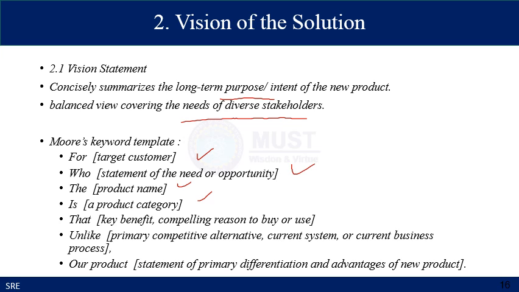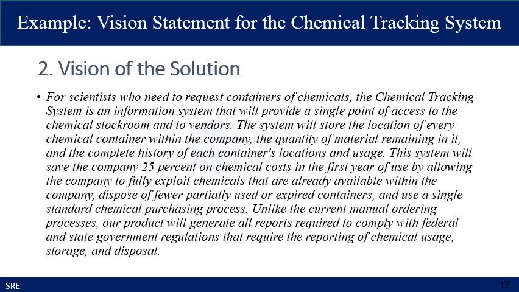And then you can give a small description about your product. It can be a statement of primary differentiation and advantages of your product. Here is a typical example of a vision statement for the chemical tracking system. So you can go through this vision statement by carefully reading it and comparing it with the Moore keyword template specified in the previous slide.